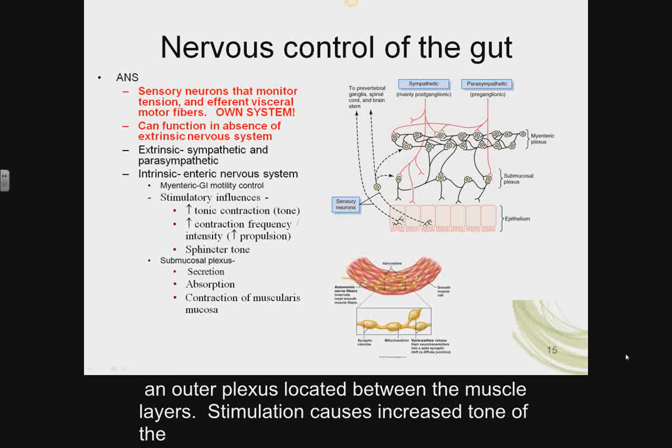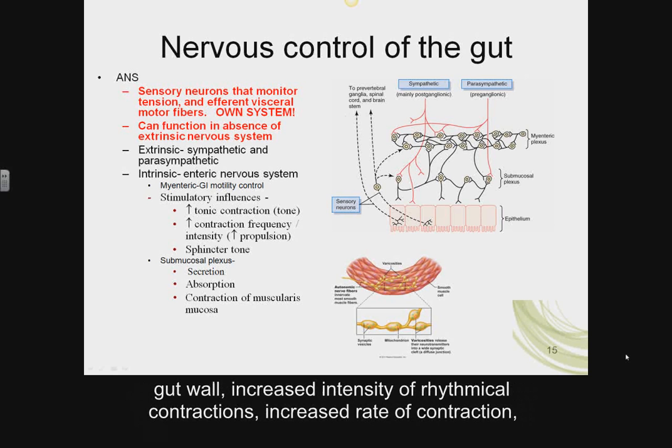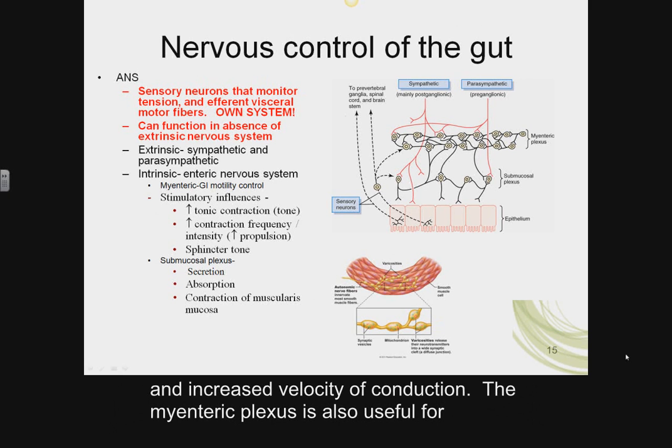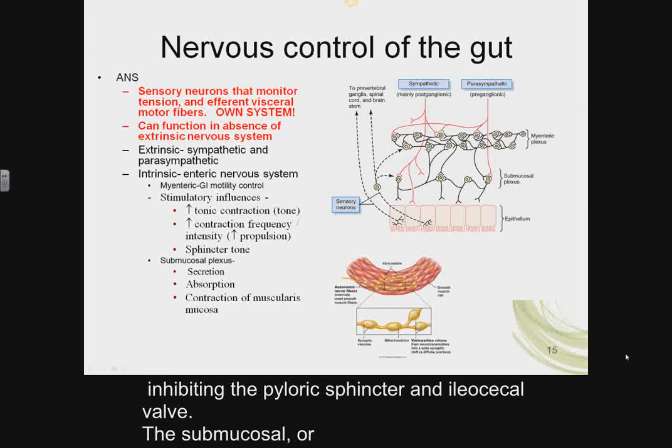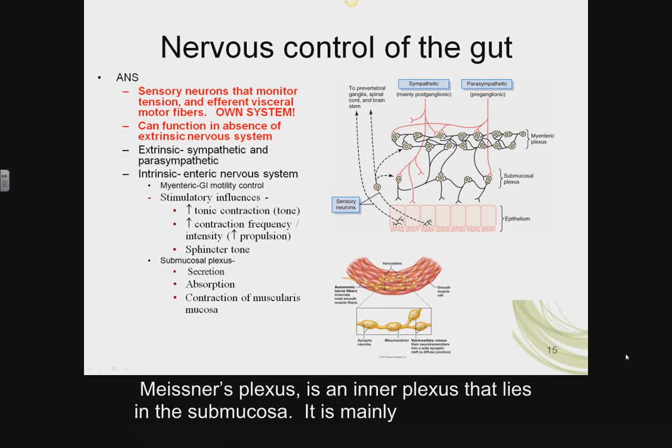The myenteric plexus, or Auerbach's plexus, is an outer plexus located between the muscularis externi layers. Stimulation causes increased tone of the gut wall, increased intensity of rhythmical contractions, increased rate of contraction, and increased velocity of conduction. The myenteric plexus is also useful for inhibiting the pyloric sphincter and ileocecal valve, which I will show you later on in this PowerPoint.